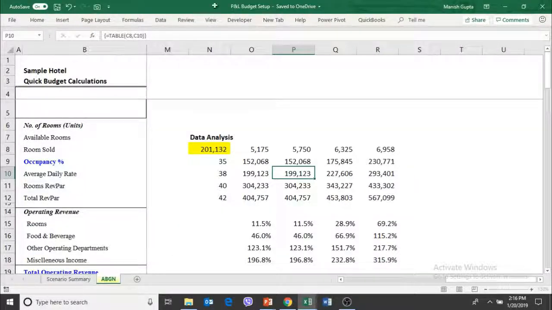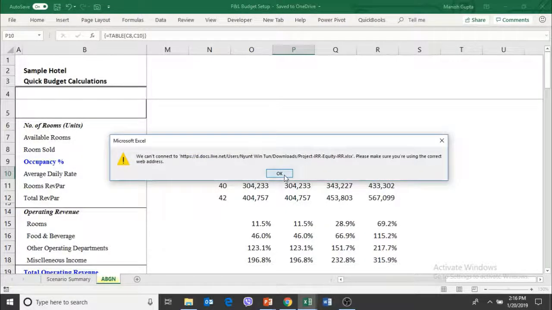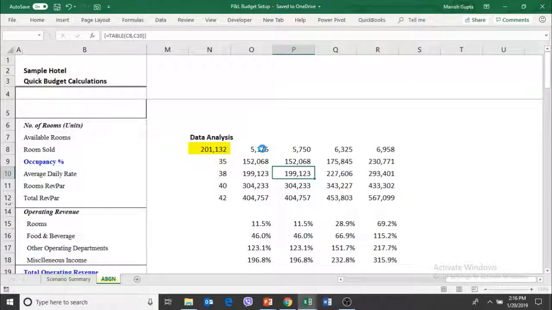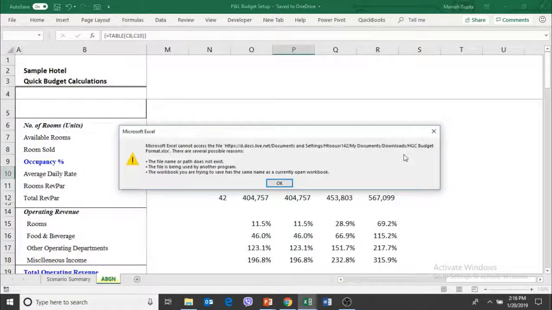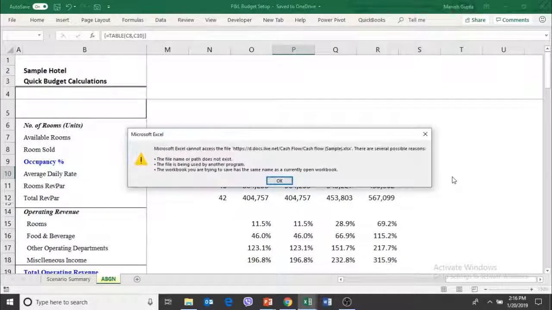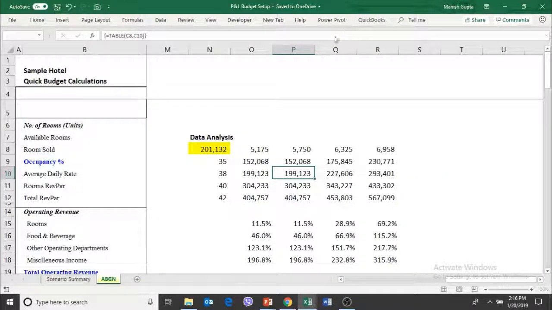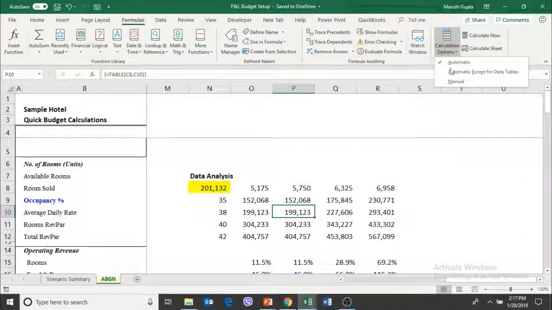Okay, responding. Contacting the server. Internet. Oops. Sorry. Seems to be that internet is not working anymore. Okay, never mind. So I just want to explain you the. It will continue to give me the message. Finally. Calculation options are already automatic.